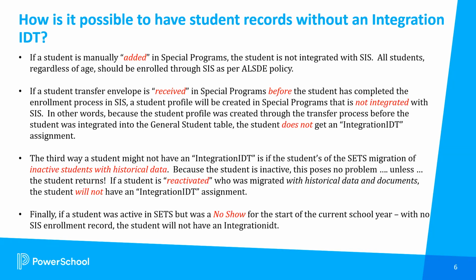So what we saw as a result of that is that districts were receiving transfer envelopes before the student had made its way through SIS. And once again, it was the same kind of thing. We had kids that were enrolled with provisional ID, and then they needed to stay over on the SIS side until the state ID issues could be resolved.